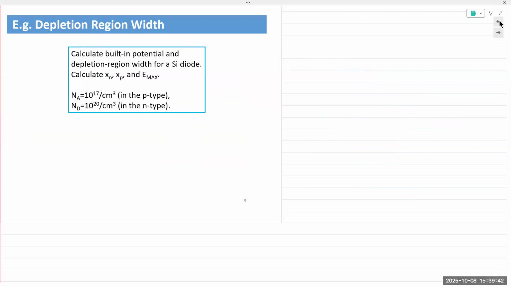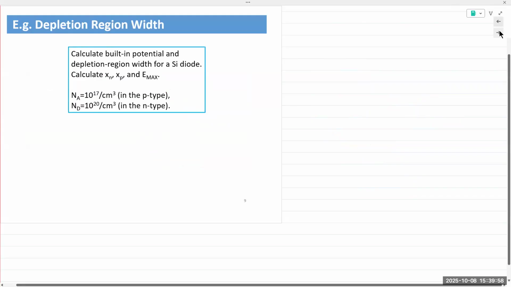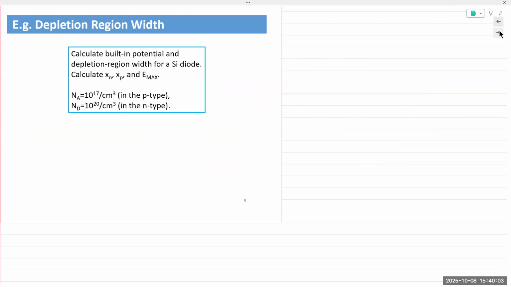VT is the thermal voltage. Thermal voltage is, again, known as the Einstein relationship, KT over Q, which we had in one of the slides in the previous chapter. Okay, so the problem statement is: calculate the built-in potential, meaning phi j, and then the depletion region width WD0 for a silicon diode. Calculate Xn, calculate Xp, and then calculate a value for the electric field Emax.